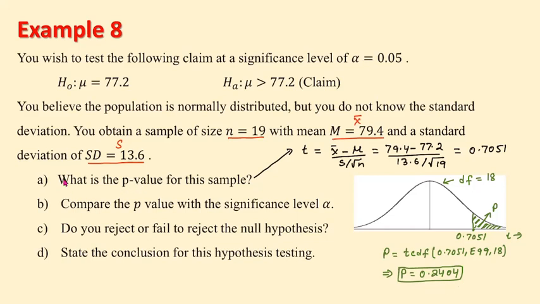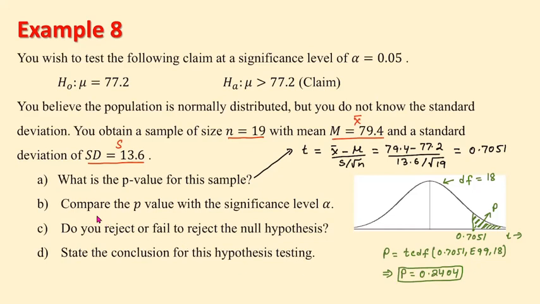So we got the p-value. That is the first part. In part A, we are asked to find the p-value. To find the p-value, first we find the test statistic, we draw this distribution, plug in all the information, then use tcdf, and we get that.